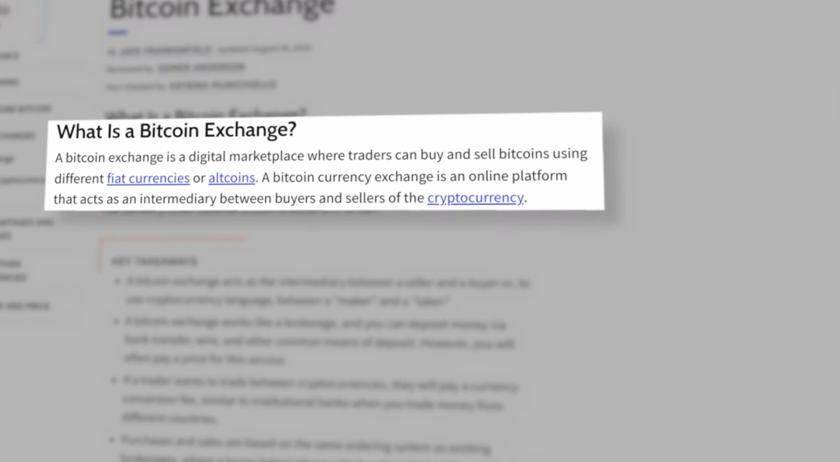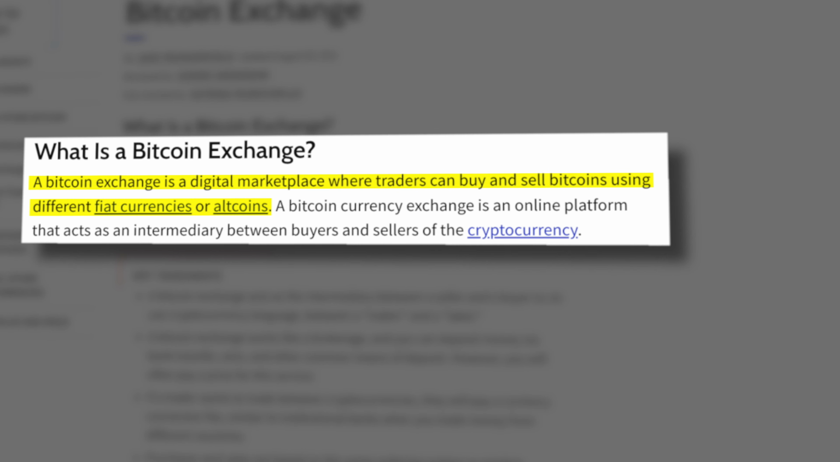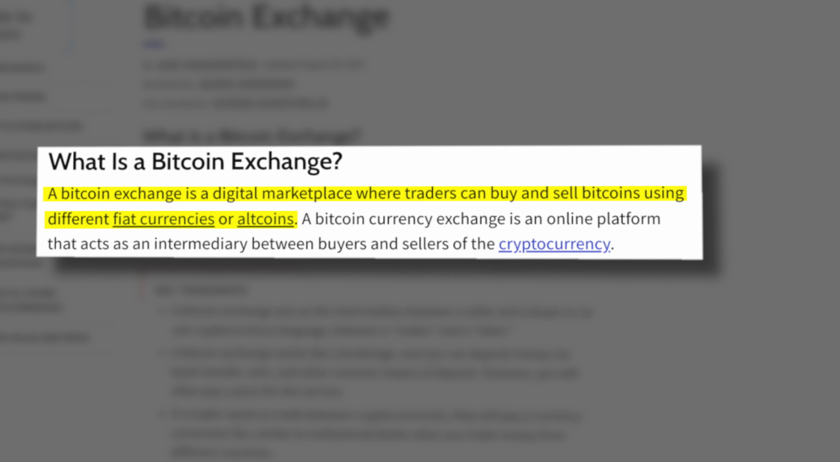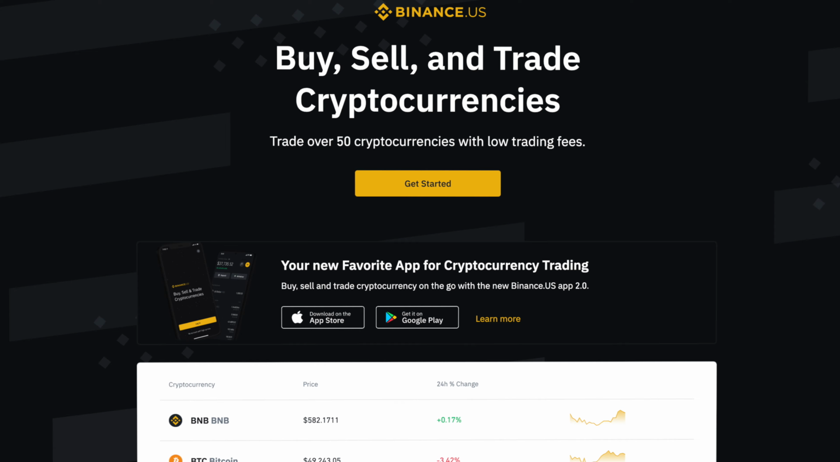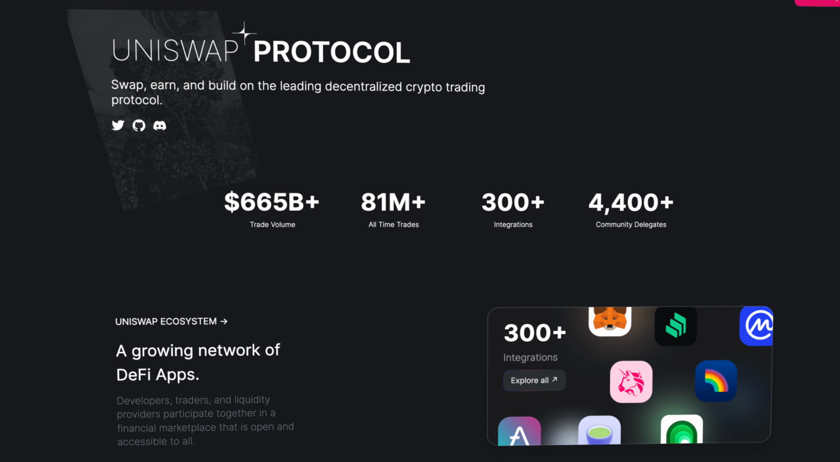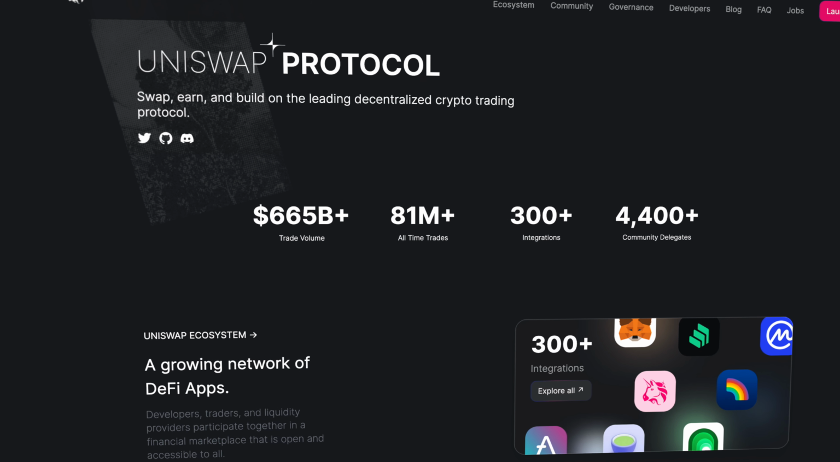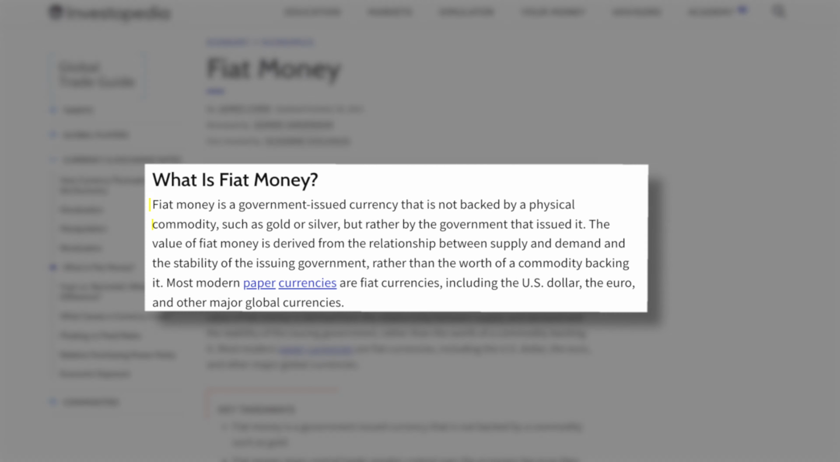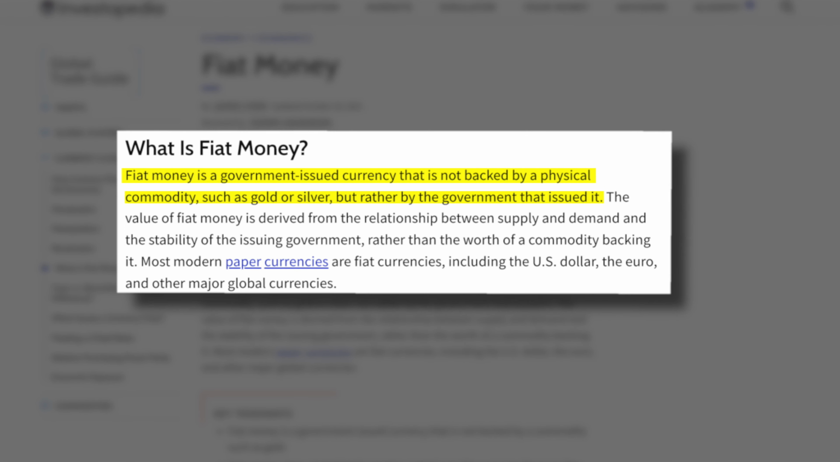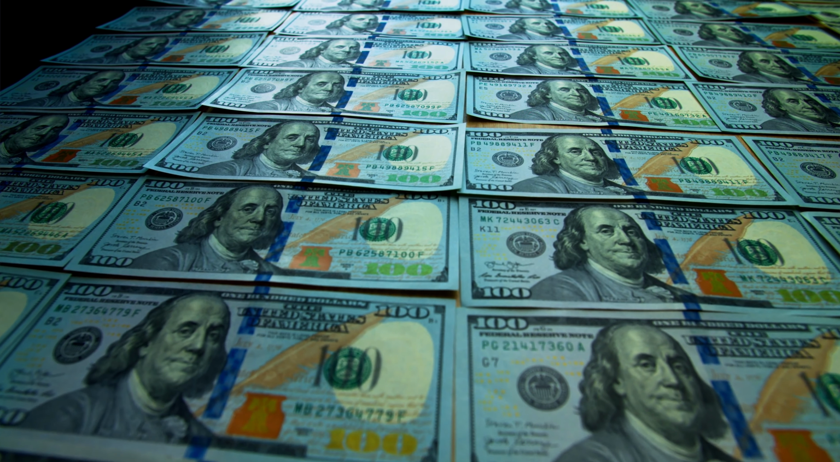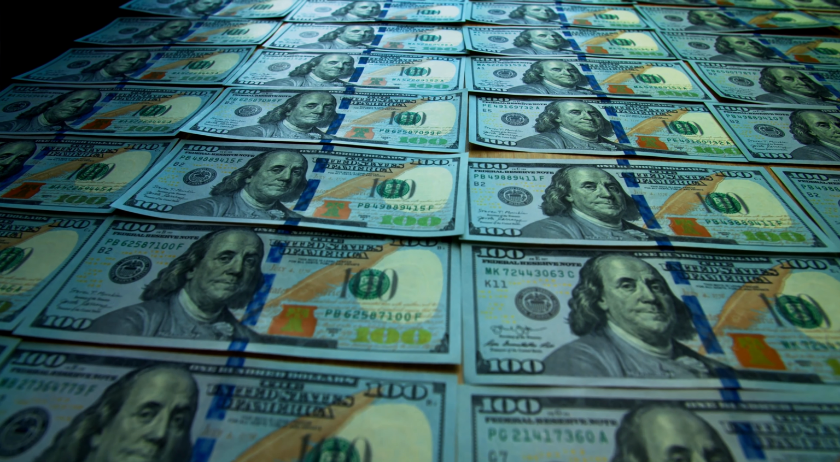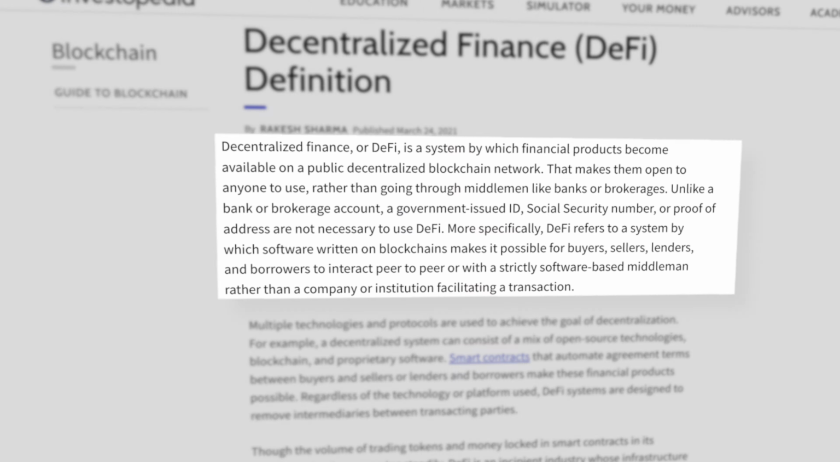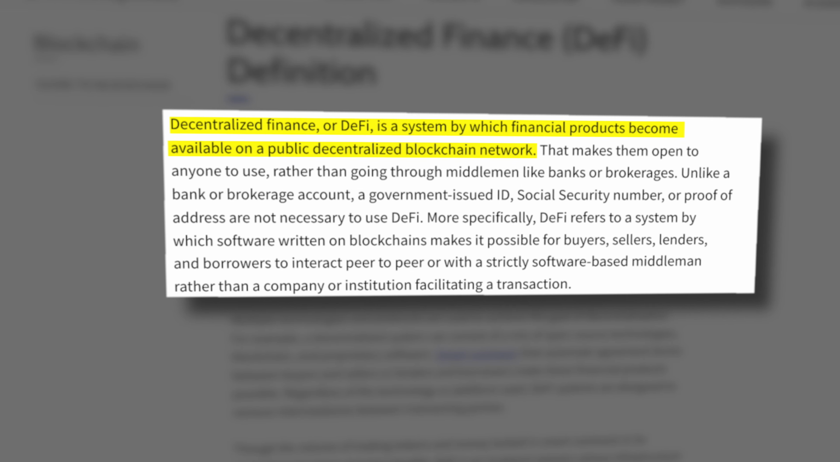This is different from an exchange, since an exchange is a place where you exchange one cryptocurrency for another, and exchanges can either be centralized like Binance or Coinbase, or decentralized like Uniswap. On these exchanges, you can also exchange your fiat for cryptocurrencies and vice versa. And a fiat currency is one that is backed by a centralized government, meaning something like the US dollar is considered a fiat currency.